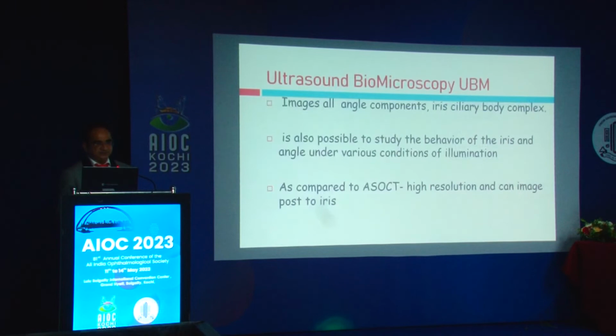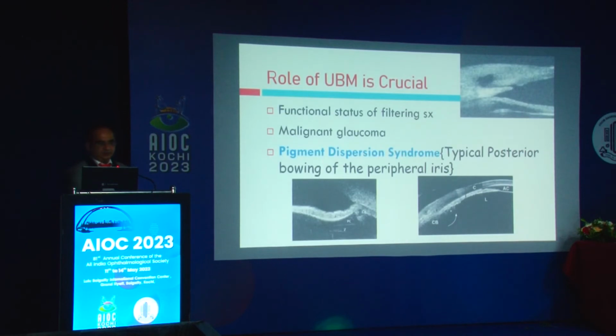So there comes ultrasound biomicroscopy. It images all angle components, including posterior to the iris. It images the iris-ciliary body complex, and it is also possible to study the behavior of the iris and angle under various conditions. As compared to ASOCT, it is high resolution. So UBM is very crucial to detect the functional status of filtering surgery, malignant glaucoma, and pigment dispersion syndrome. You can easily see the typical posterior bowing of the peripheral iris.